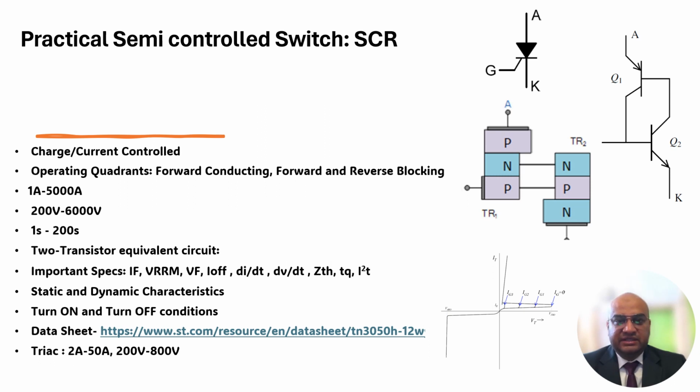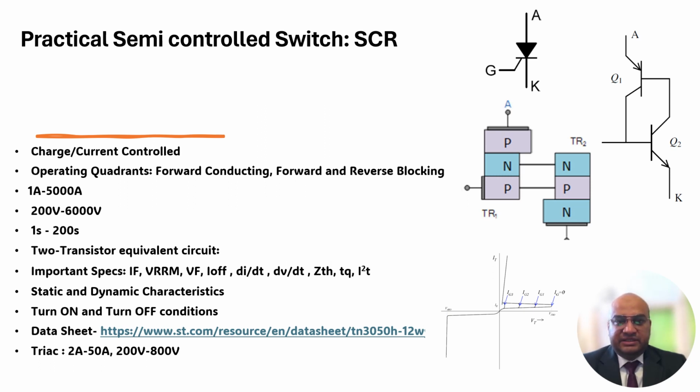Moving ahead, there is a practical semi-controlled switch which is also termed as silicon controlled thyristor. On the symbol you can see anode, cathode, and through the gate we can control the turn on stage of this kind of switch. Next you can see this is a 4-layer 3-junction device where PNP and NPN transistors, when connected back to back in this position, in the two transistor analogy, usually form the SCR.